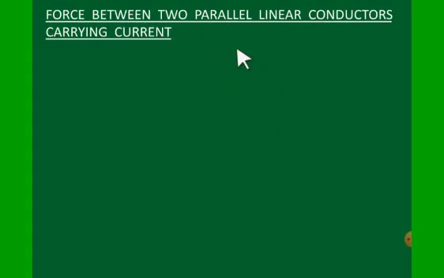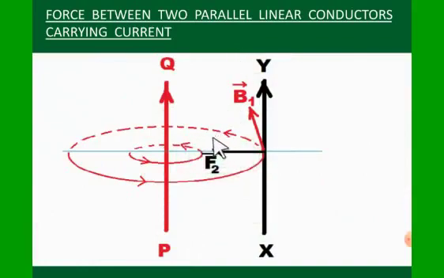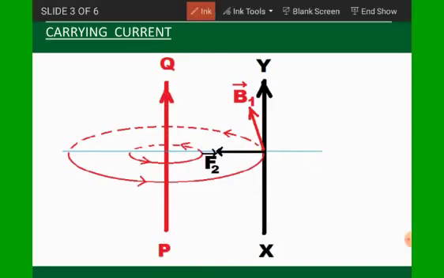Now I will explain first, and then we will go to that part of the description. Think that there are two parallel current carrying conductors, PQ and XY. The current flowing through PQ, let's denote it by I1, and the current moving through the conductor XY, let's denote it by I2.